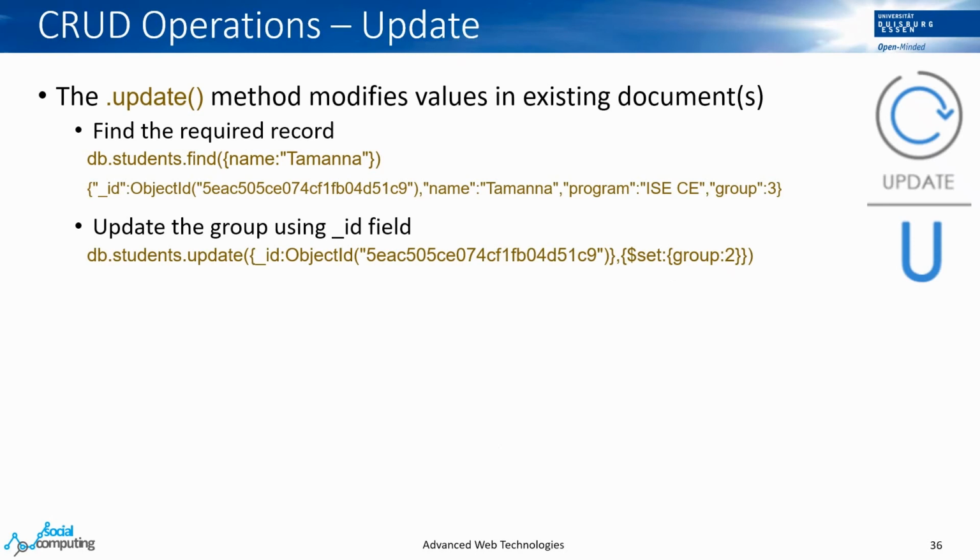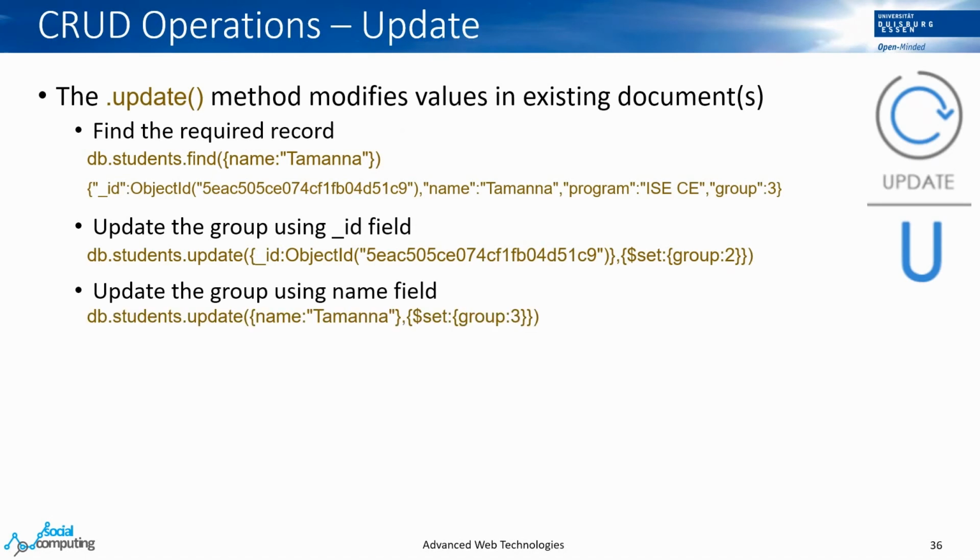So we should have this field or attribute $set, which indicates to the query that this is the field that needs to be updated, and in that we say group 2, and when we execute this, the group of this original record will be updated. Of course, you can change it based on other fields. For example, if you want to change it based on the name, you can just specify update and in the criteria name Tamanna, and then set group back to 3, and this way you can do it based on any number of criteria.